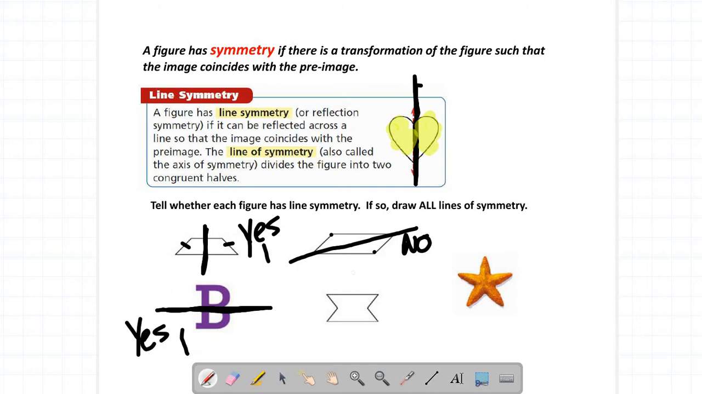One line of symmetry. This one has a line of symmetry going this way, and then another line of symmetry, so this was a yes. Two lines of symmetry. And this star has one line of symmetry going that way. So line symmetry means you can take the image and fold it and get the exact same thing.